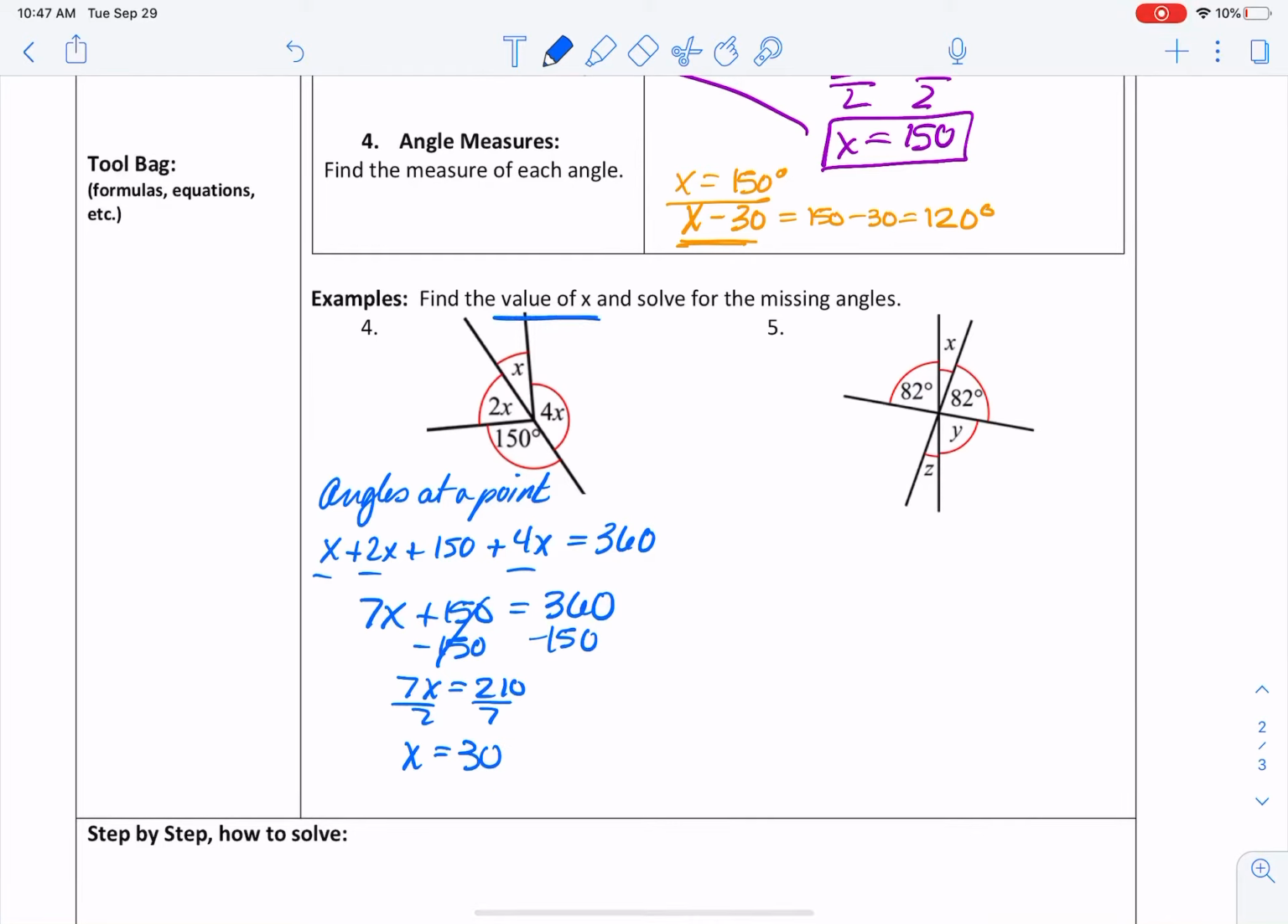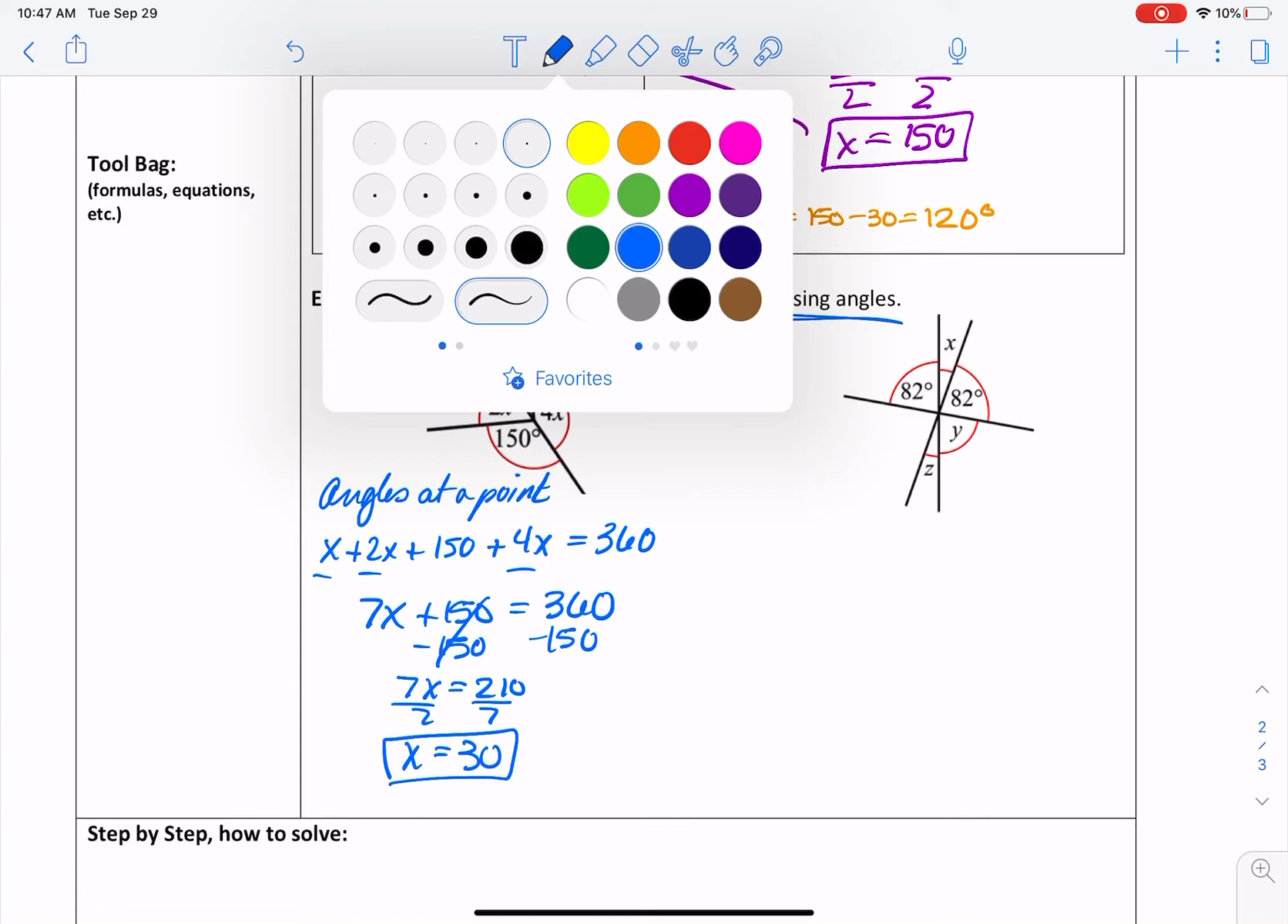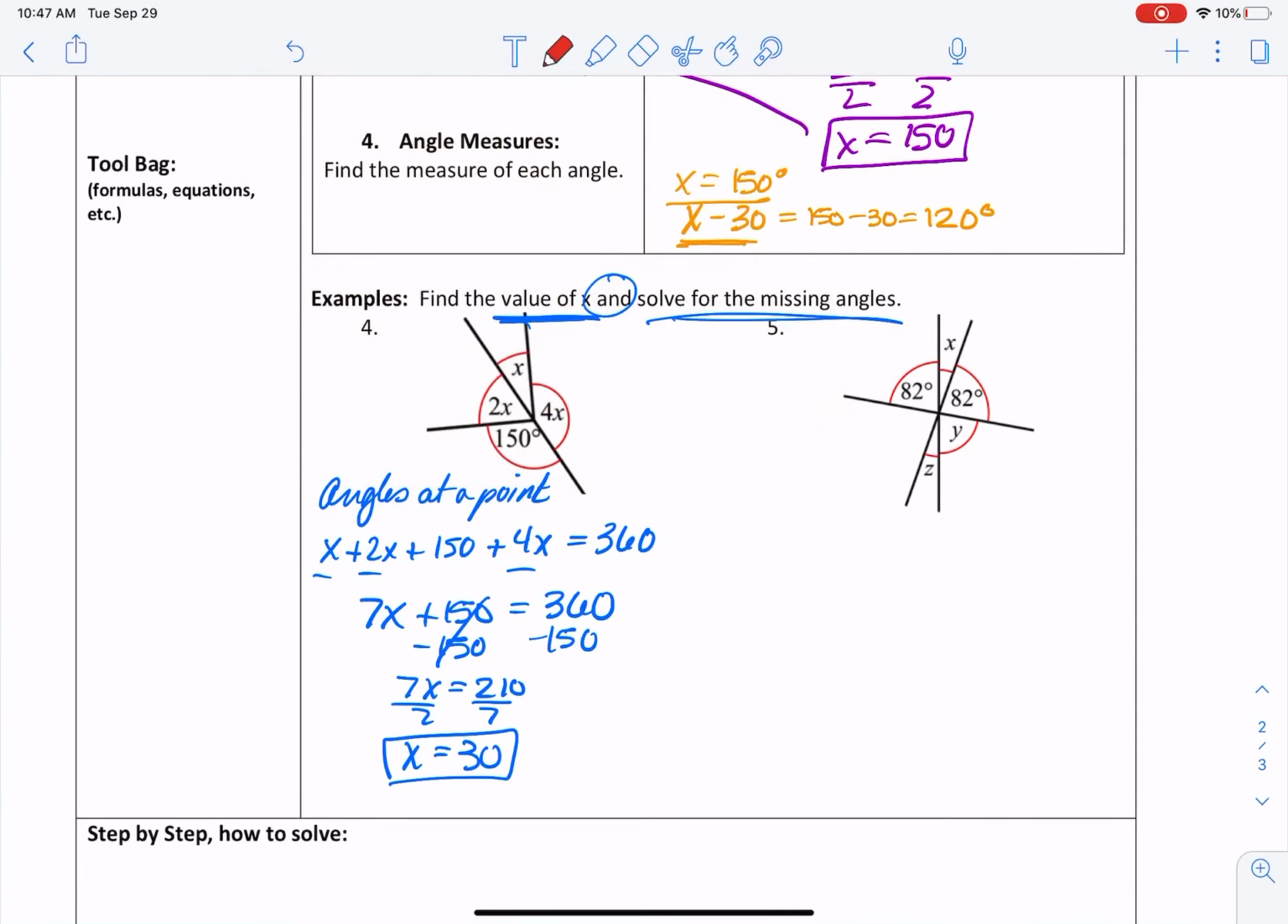Now our question said to find the value of x and the missing angles. So there's x, so that means that x equals 30. 2x equals 2 times 30, which is 60. And 4x equals 4 times 30, which is 120.